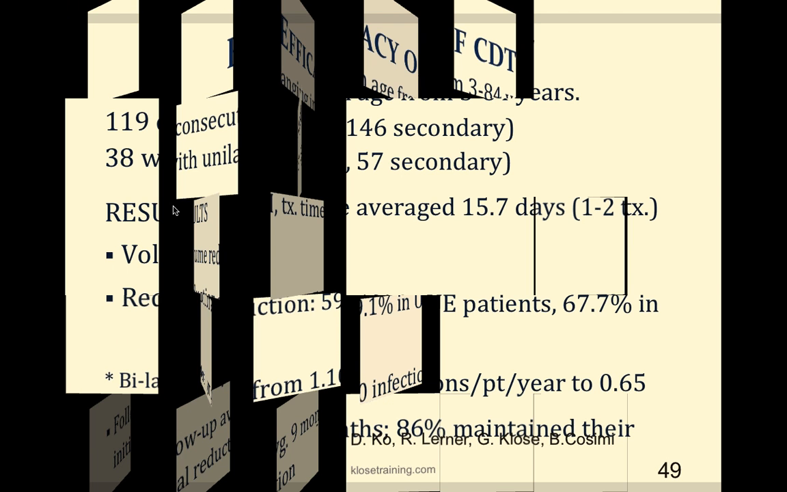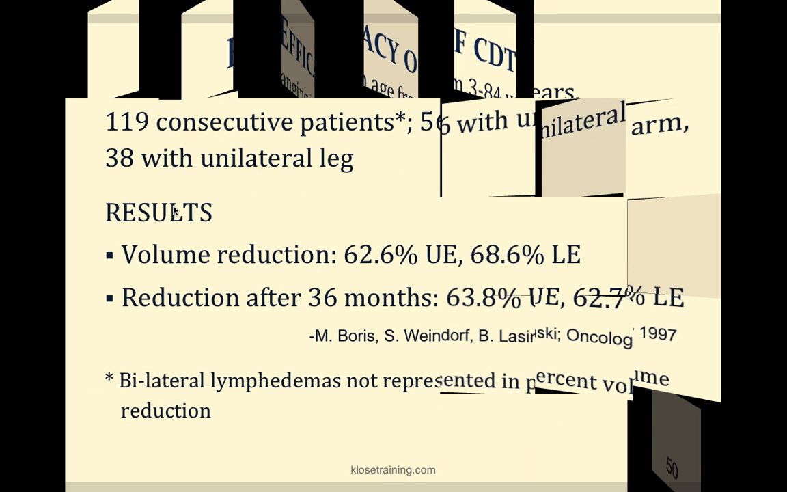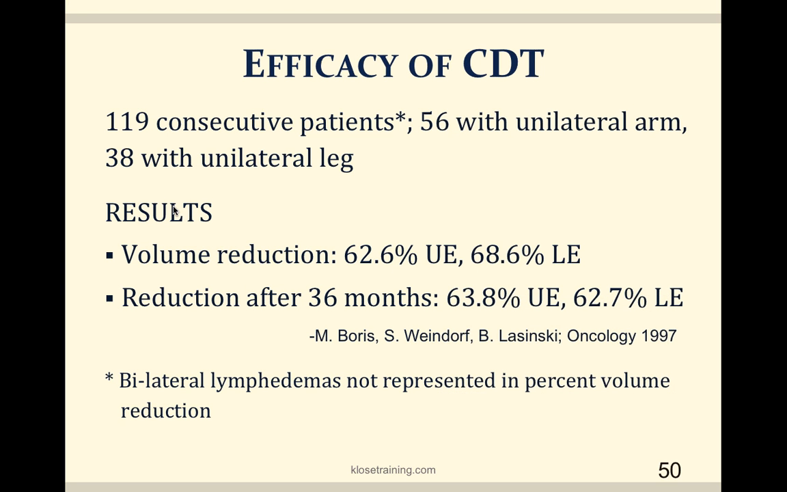They had a 59.1% reduction in volume for the upper extremity and 67% in the lower extremity. They reduced their infections from 1.1 per year per patient to 0.65. And after 9 months, 86% maintained their initial reduction. So it shows that this is a very, very effective form of treatment for lymphedema.